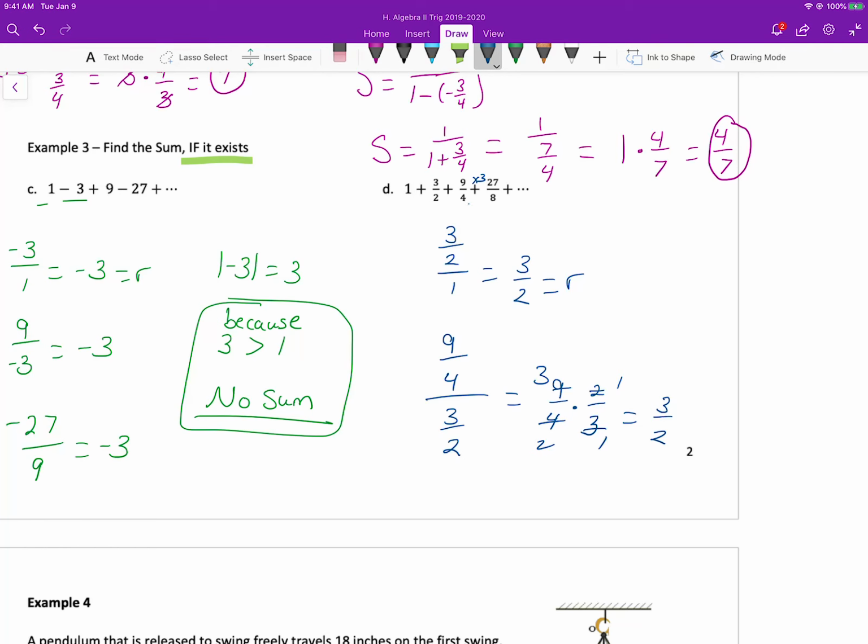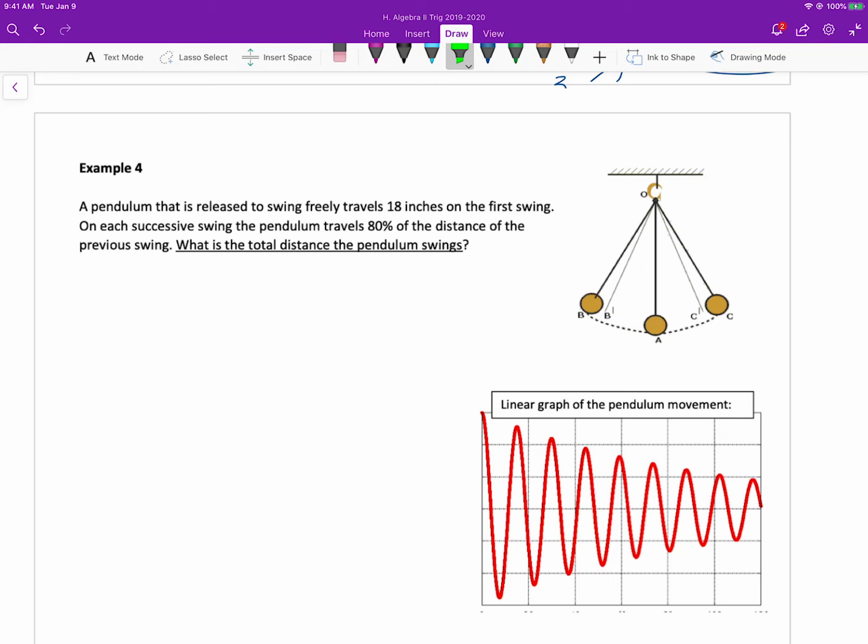Now we have a pendulum, and we want to figure out the total distance it travels if every time it swings, it only goes 80% of the swing before it. So if we're not sure where to start, we can label our diagram or a picture and try to write something down. I always say draw something if you don't know where to begin. So I'm going to look at this entire first distance and say that's 18 inches because they give us that. We're going to start with the first swing being 18 inches.